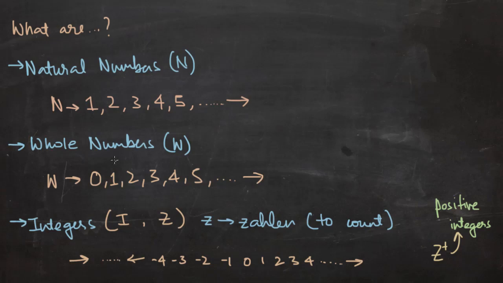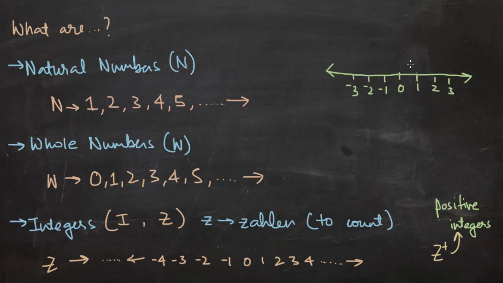So natural numbers, whole numbers and integers, if you observe these numbers, they very well fit on our number line. If I have the number line, I have 0 here, I have 1, 2, 3 and so on to the right, minus 1, minus 2, minus 3 and so on. So N, W and Z all nicely sit on the number line.